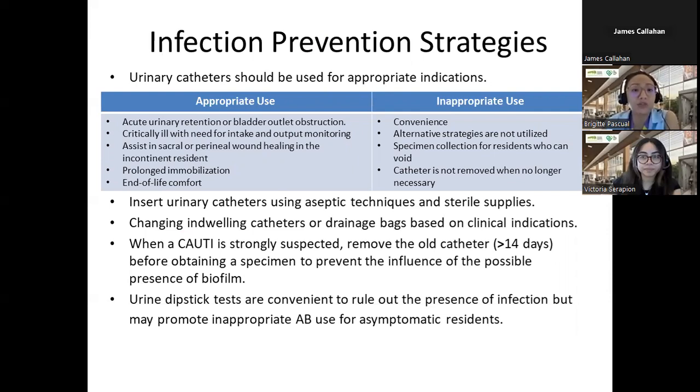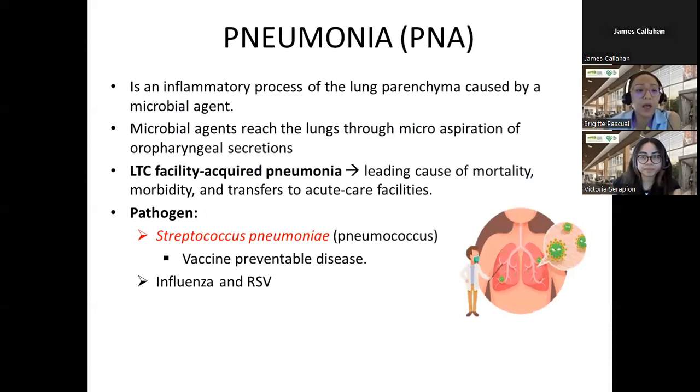When a CAUTI is strongly suspected, remove the old catheter before obtaining a lab specimen, and this is done to prevent the influence of the possible presence of biofilm. Urine dipstick tests are convenient to rule out the presence of infection, but may promote inappropriate antibiotic use for asymptomatic residents. Next slide, please.